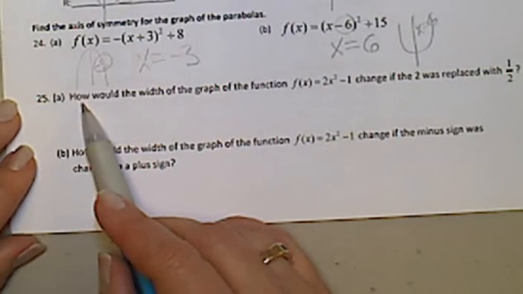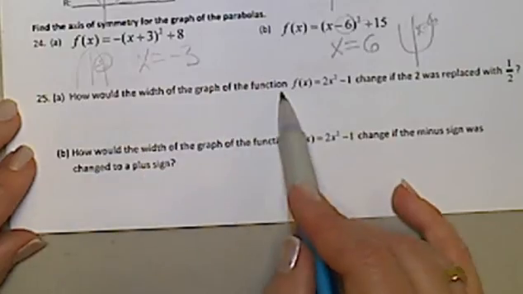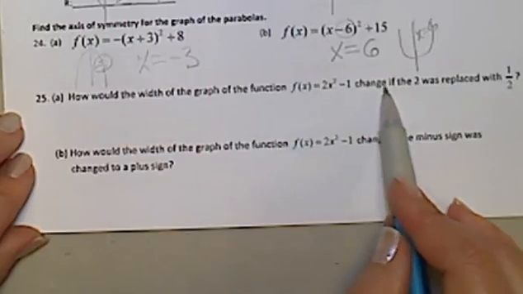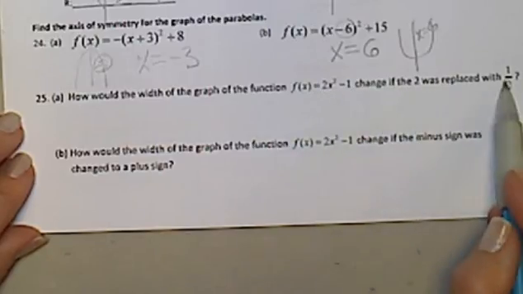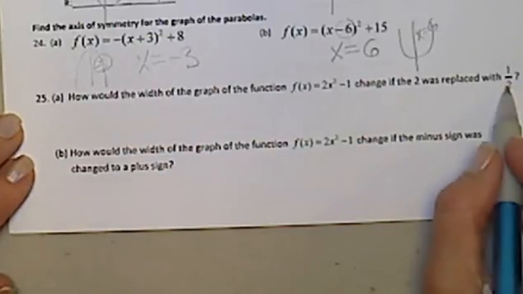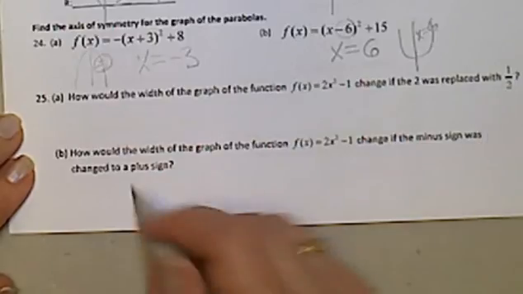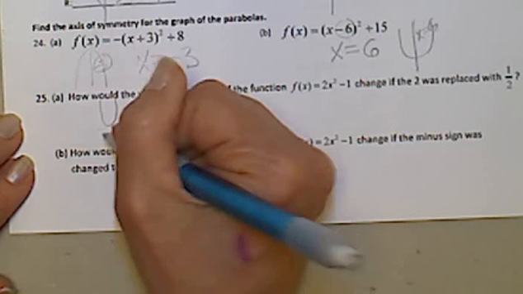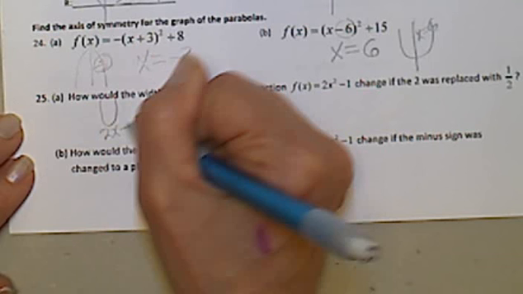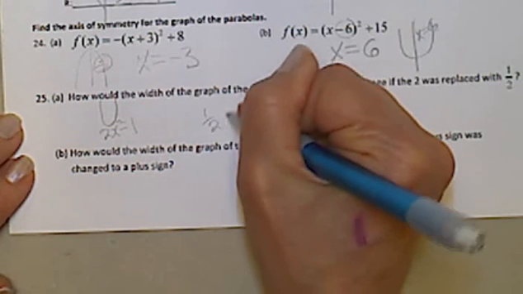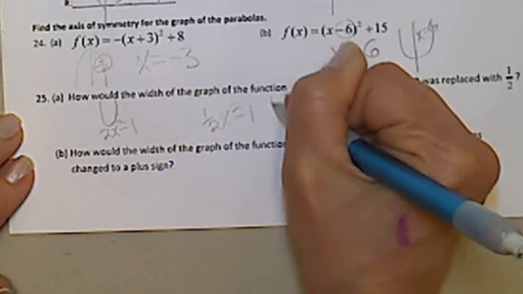25, how would the width of the graph of the function f of x equals 2x squared minus 1 change if the 2 were replaced with 1/2? If you were to put this in your calculator and use the graph function, you would find that the graph would become a lot wider. It would go from skinny, this would be 2x squared minus 1, where half x squared minus 1 would look more like this.